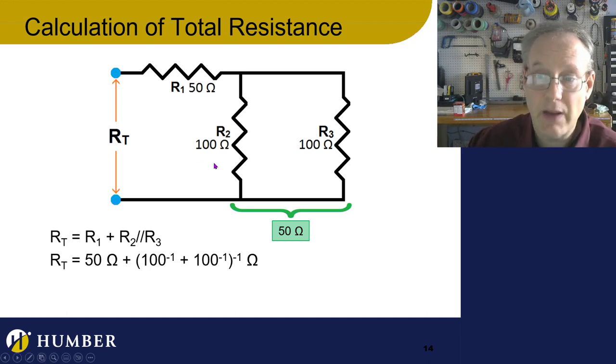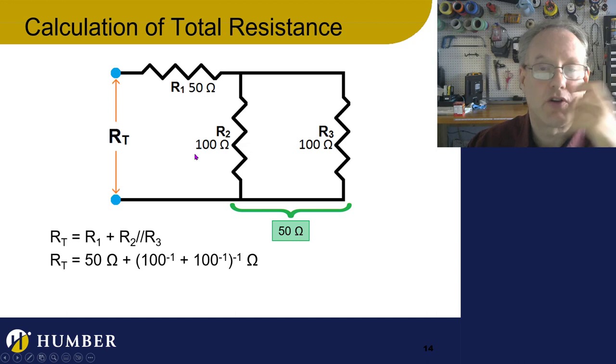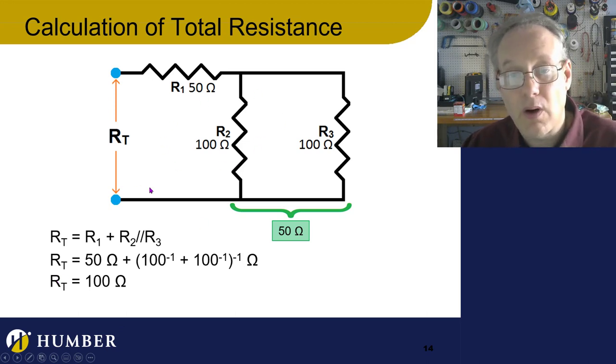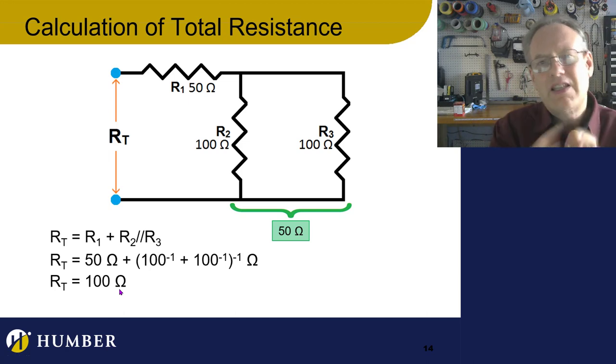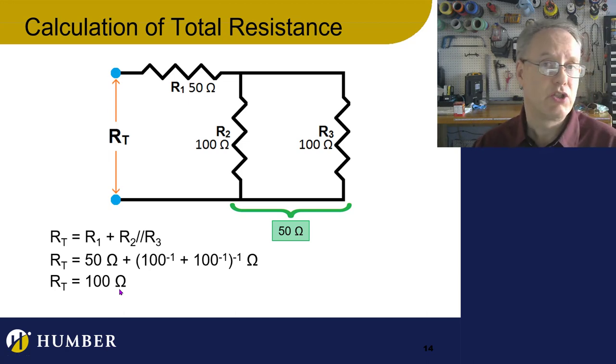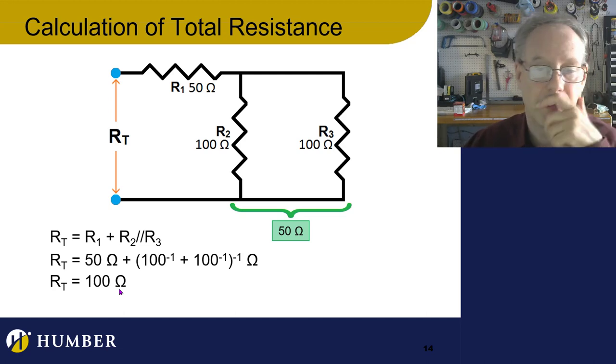I'll just say that one more time. These guys are in parallel together. They're the same value, so I know that their total resistance is just half the value. You can do the math, and it will show 50. Okay, good. So that's 50, and that's in series with 50. So it's 100 ohms. We can understand it beforehand so that we can check our values. It's important that you estimate what the value is going to be so that when you do the calculation, you're looking at it and you're like, yeah, that feels right, or it doesn't feel right. That's important as well.